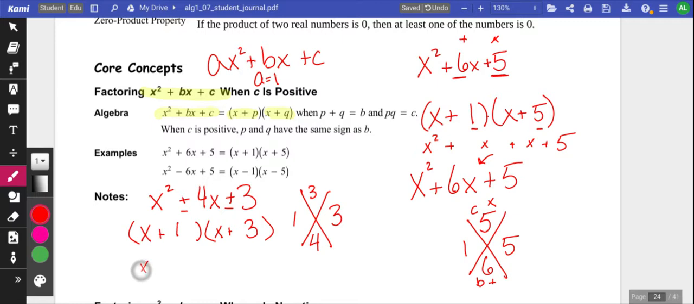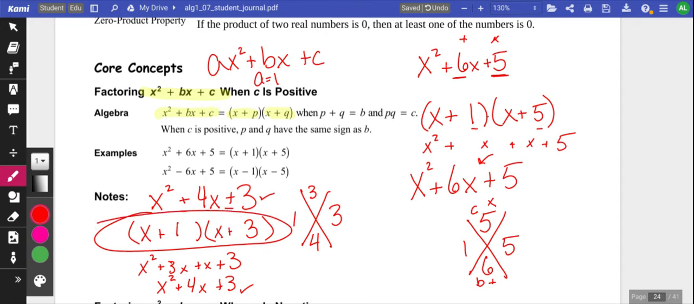Okay, x times x is x squared. Let me do it in FOIL order. So x times 3 is 3x. 1 times x is x, and 1 times 3 is 3. Then you would combine your like terms and you would get x squared plus 4x plus 3. That's the same thing, so you know this is the right answer. Your answer is the two binomials. So that's simple enough.